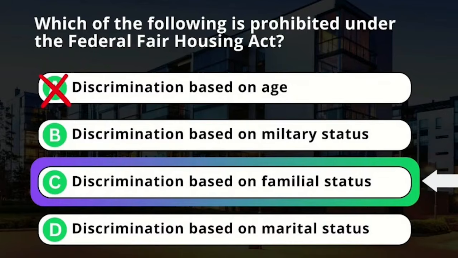Letter C, discrimination based on familial status. The number one wrong answer, students picked discrimination based on age. And so you definitely want to know, and look at the subtlety here. Letter B was military status, and letter D was marital status. And other people have picked marital status before.